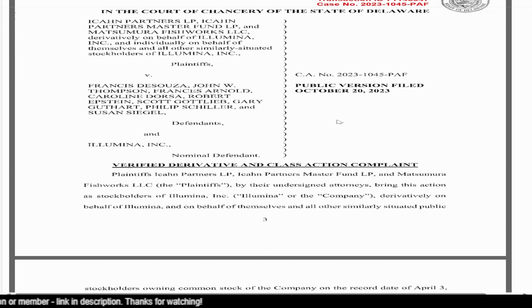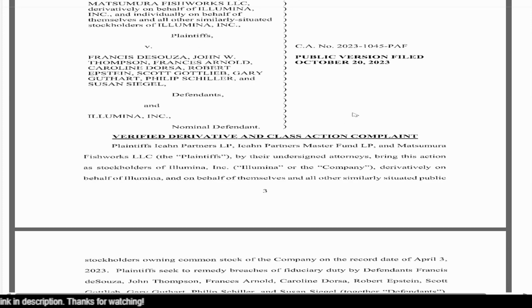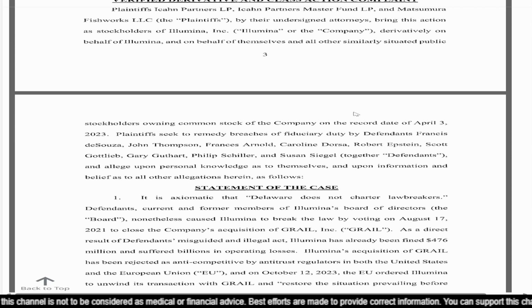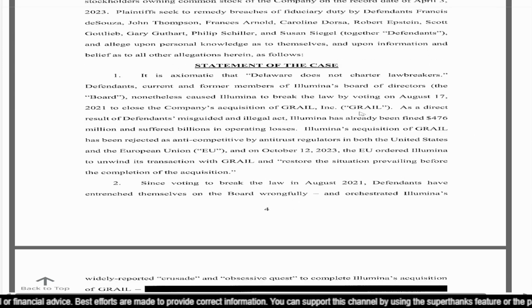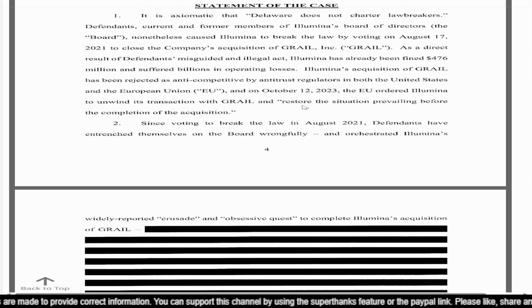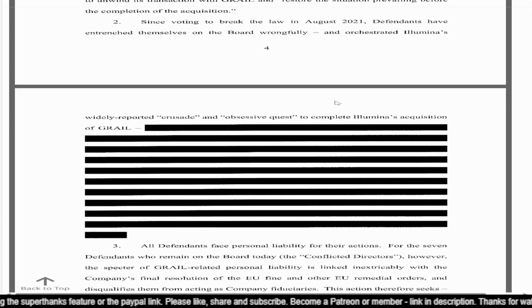Now, having said that, if we were to go and have a look at this document, it talks about the EU and FTC action. It provides a background of the entire Grail saga, and that's where we have the statement of the case. And there are a lot of redactions in here, and it traces the things that we have already spoken about, like the 476 million fine, and despite the fine, Illumina went ahead and acquired Grail.